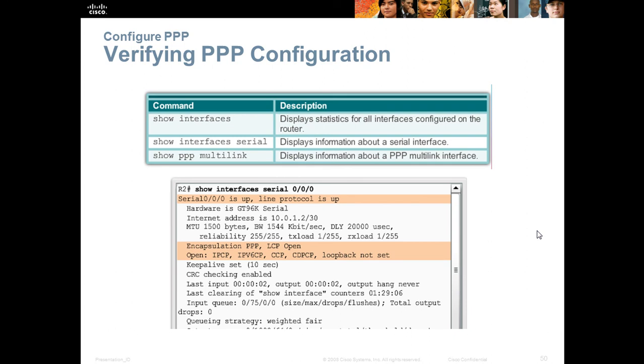Verifying the point-to-point configurations. We have three basic commands to verify the point-to-point protocol. The first command is show interfaces. This displays statistics for all interfaces configured on the router. Show interface serial displays the information about a serial interface, and show ppp multilink displays the information about a PPP multilink interface.